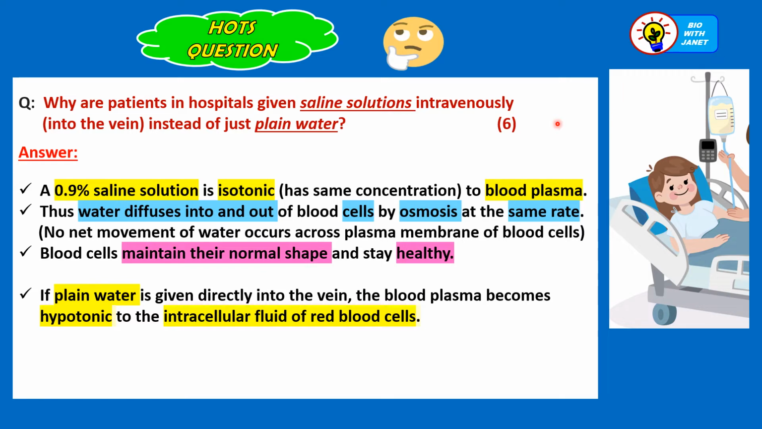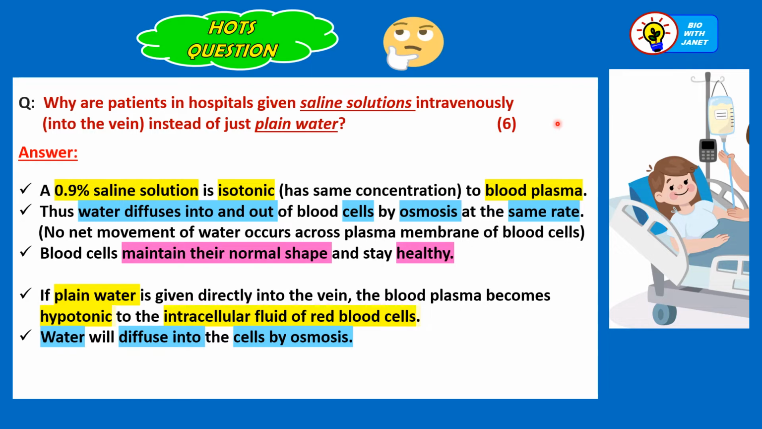Right? So if it goes directly into the vein, the effect of the plain water is greater, right? But if it's just a little bit of plain water, it's okay. But if it's a lot, then it will dilute the blood plasma, which will become hypotonic, more dilute than the intracellular fluid of red blood cells, than the fluid inside the red blood cells. Then the water will diffuse from the hypotonic solution into the hypertonic solution, right? So from the blood plasma, the water will diffuse into the cells by osmosis.